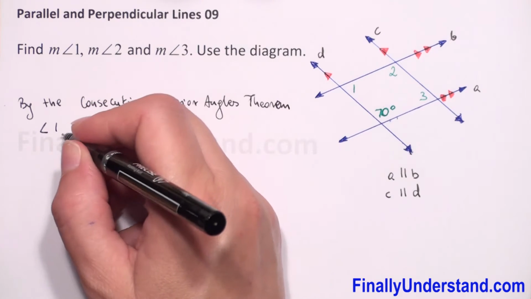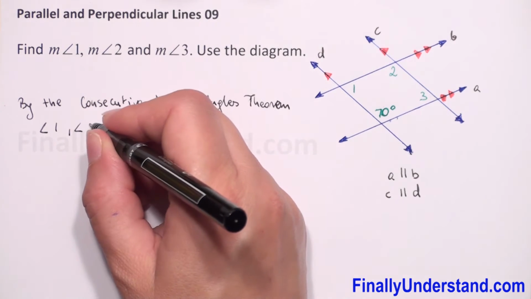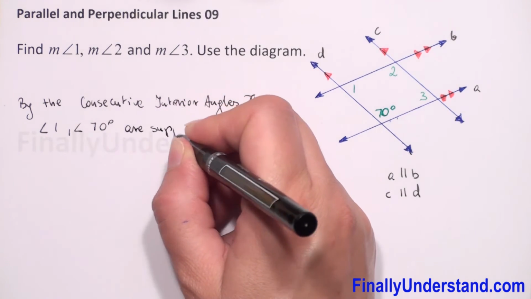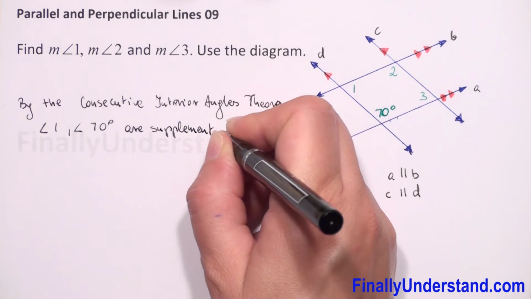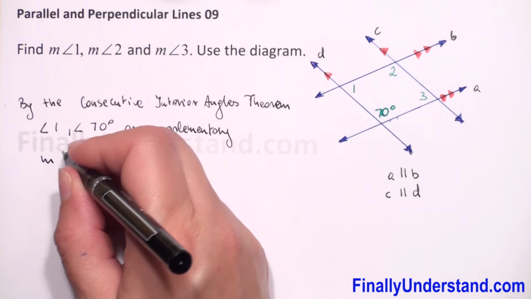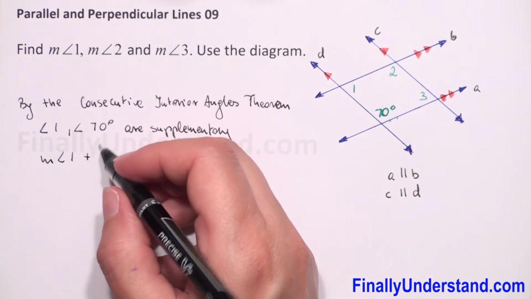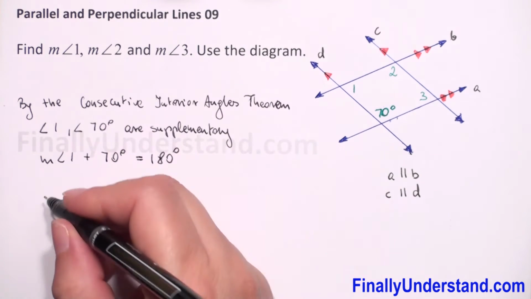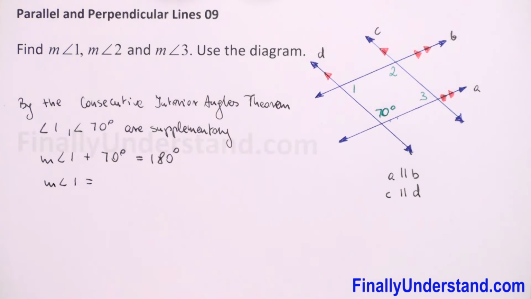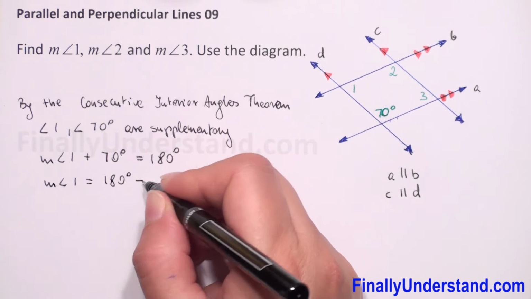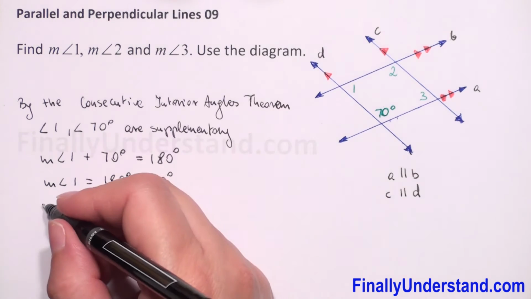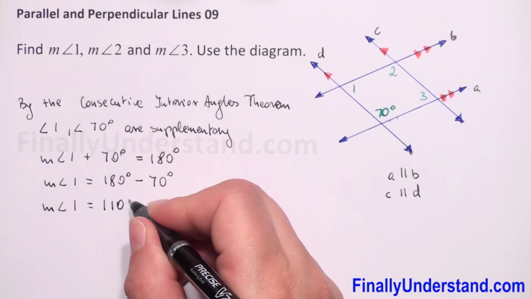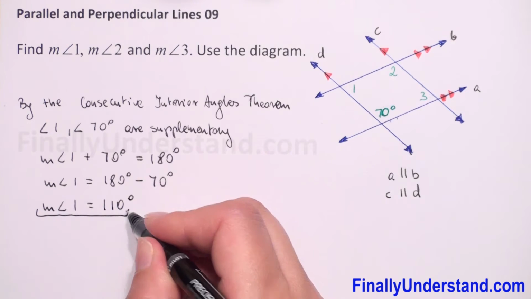Angle 1 and angle 70 degrees are supplementary. It means that measure of angle 1 plus angle 70 degrees is 180 degrees. So we had that measure of angle 1 is 180 degrees minus 70 degrees. So measure of angle 1 is 110 degrees. So we found measure of angle 1.